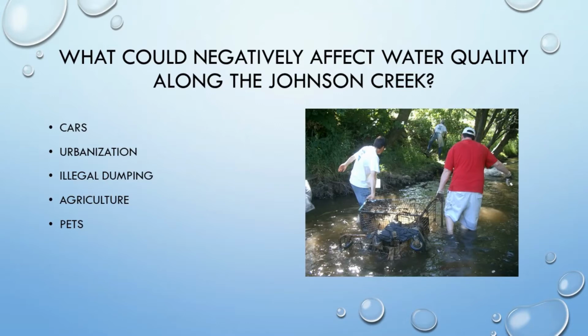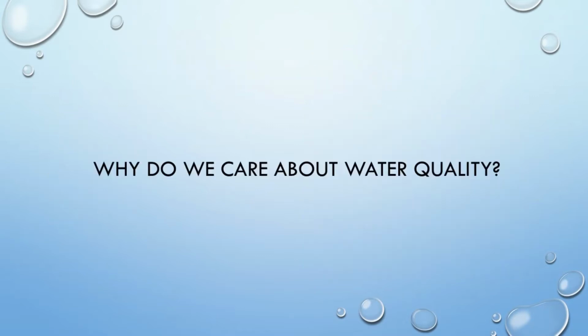Pets are also another large source of pollution. Dog waste, if not picked up, can wash into the creek and cause serious pollution. But why should we care about water quality? Why does it matter if pH levels are too low or temperature levels are too high and so on? Because lots of creatures live along these bodies of water.